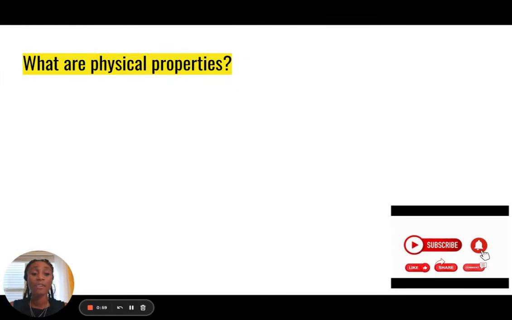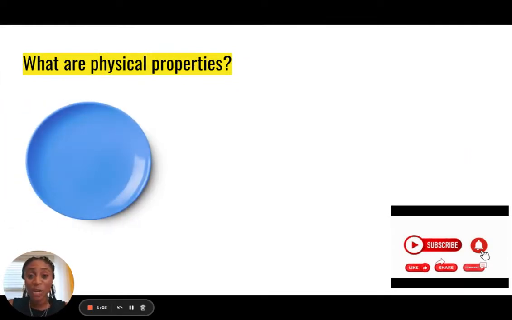Now, what are physical properties? Okay, you go to the kitchen, you're washing the dishes, and this is the first thing that turned up. What does it look like? It's round and it's blue. So those are the two physical properties of that first plate that you get to wash.